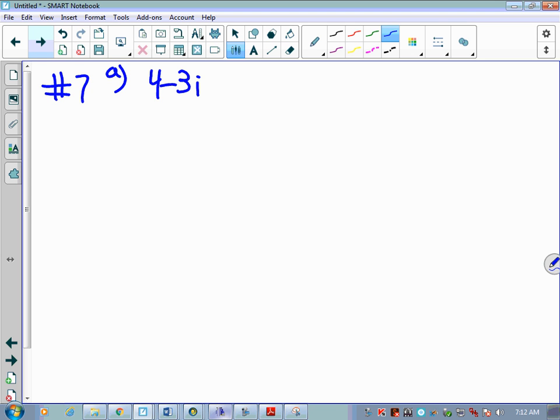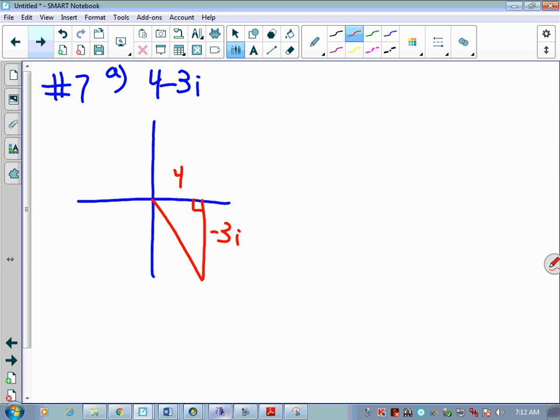Polar coordinates include the hypotenuse and the angle. So if I'm doing this, 4 minus 3i, that means I'm going to go 4 to the right, 3 down. So I should get something like this. Okay, we're at 4, negative 3i. The handy thing about this is that the hypotenuse here is really easy to figure out.